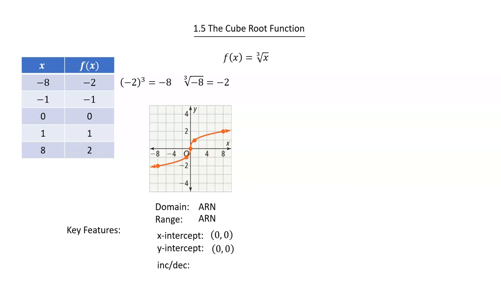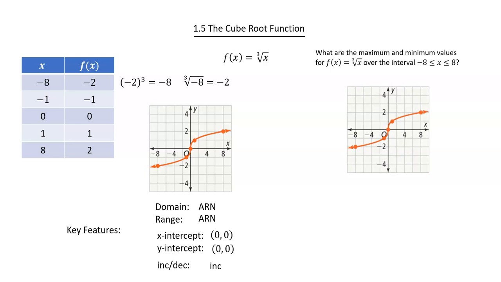Our other key feature that we want to identify is: is this graph increasing or decreasing? We read a graph from left to right. So as we read from left to right, the y values are continuing to increase throughout the entire graph. And so is this increasing or decreasing throughout the entire graph? This is an increasing function.